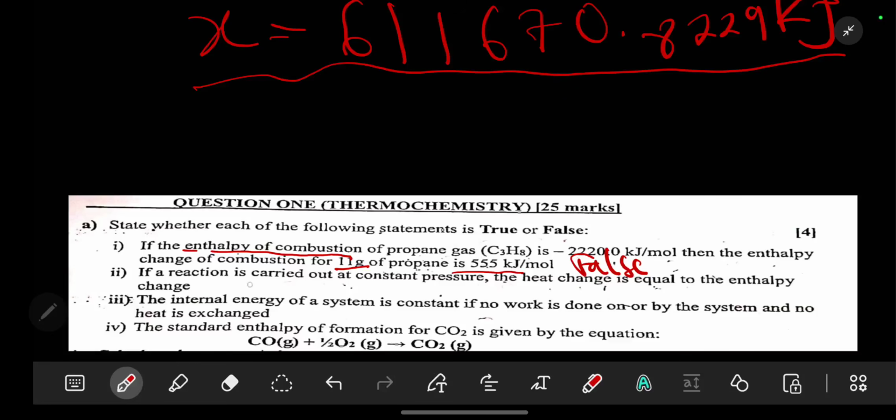Looking at this one, if the reaction is carried out at a constant pressure, the heat change is equal to the enthalpy change.